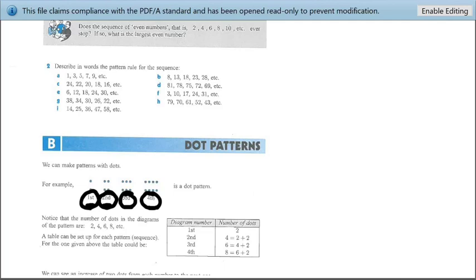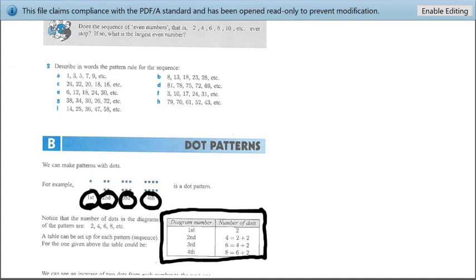The next thing I want to point out to you is this little box here. What they've done is they've created a table. You're familiar with tables from Microsoft Word, etc. So they use the diagrams and then put in the number of dots. Sometimes just looking at the pictures doesn't give you enough information to really understand what's going on. But if you put it in a table, you go, now I can see what's happening here.